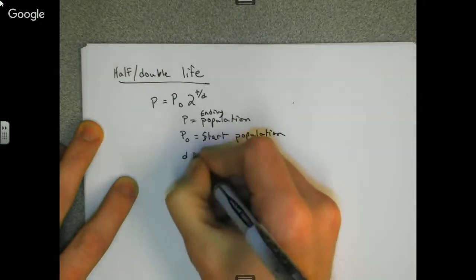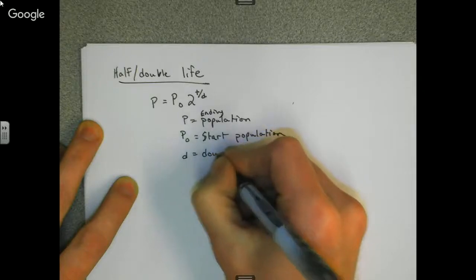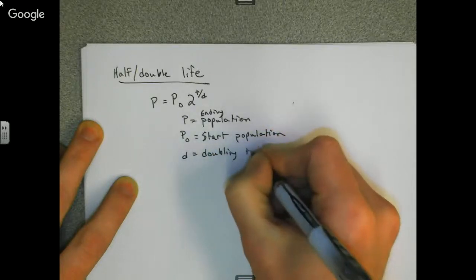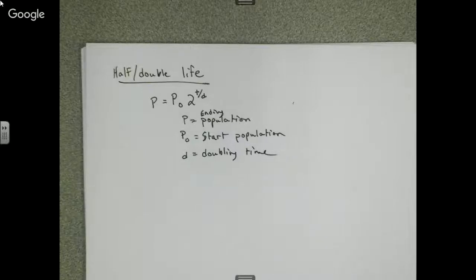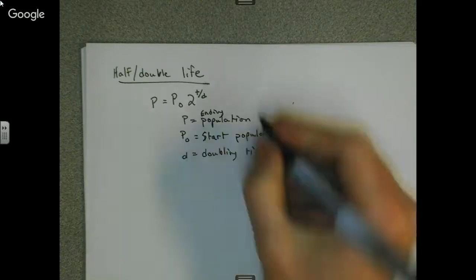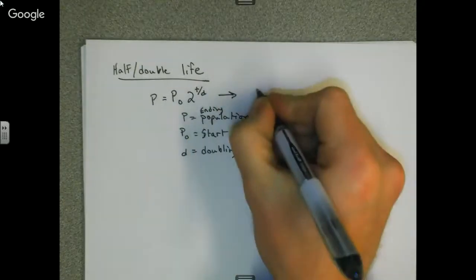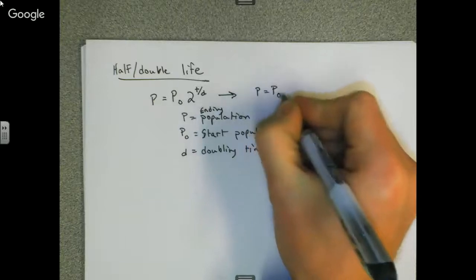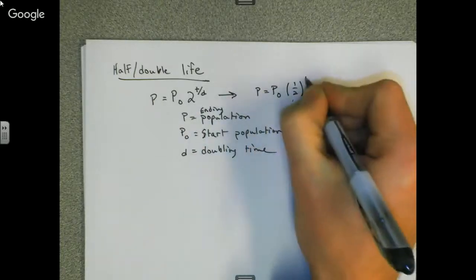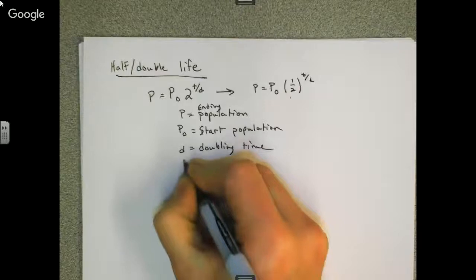D is your doubling time or your half time. How long does it take to double or to get cut in half? So let's just say, for example here, this one's doubling time, this one's half-life. Oh, and T is time.